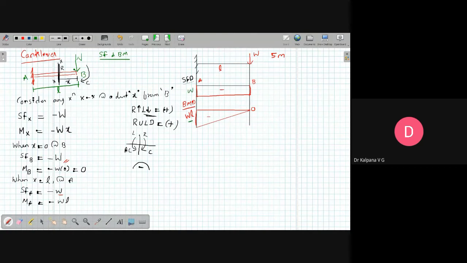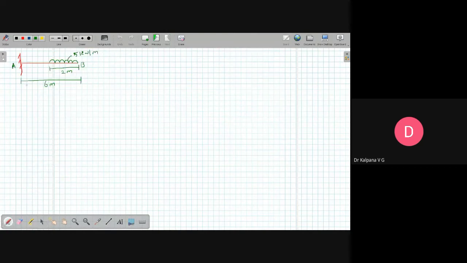Yes? Okay. Coming to this problem, either you can consider any section XX with respect to x and proceed, or we can directly find moment or shear force at different points. So I'll consider the point C over here. Now I'll find the shear force at B, shear force at C, and shear force at A.